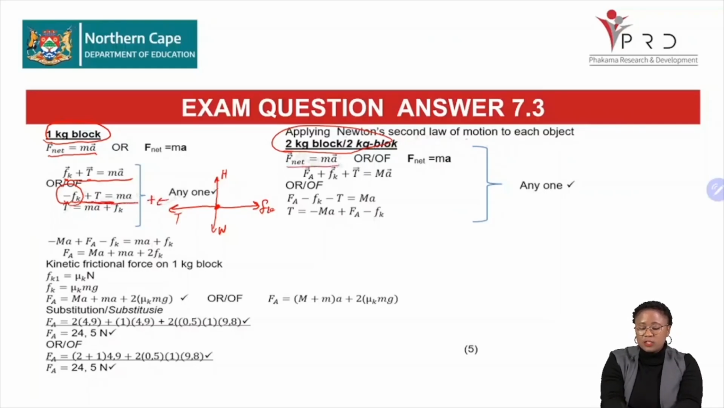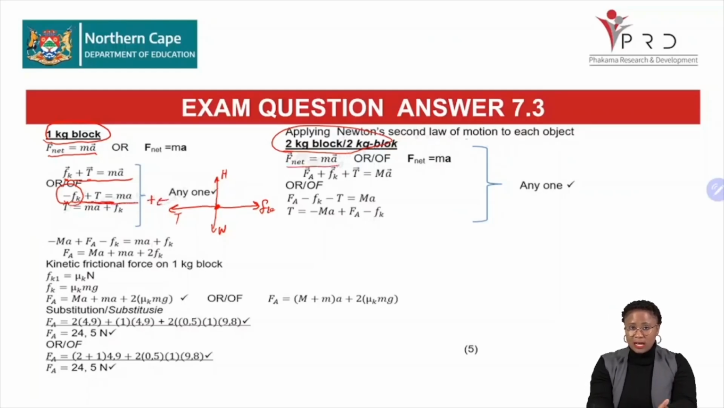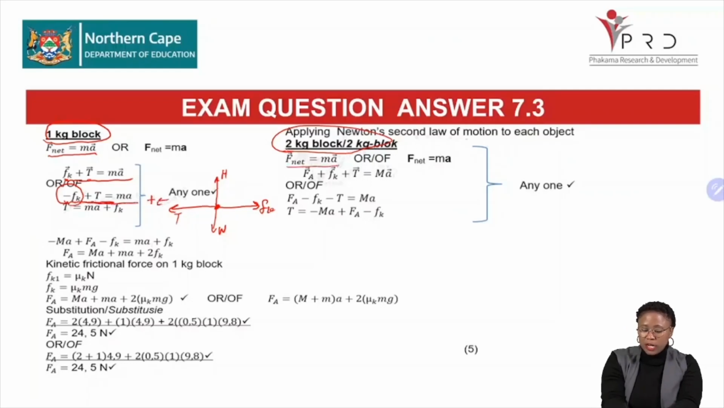I write F net is equal to MA. I'm not going to say acceleration is equal to 0. When is acceleration equal to 0? When the object is stationary, or when the object is moving at constant velocity. So again, I draw the free body diagram for the 2 kg block.